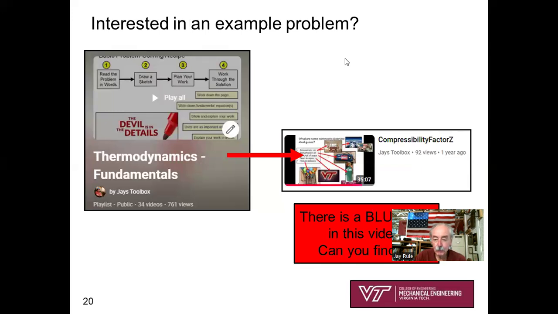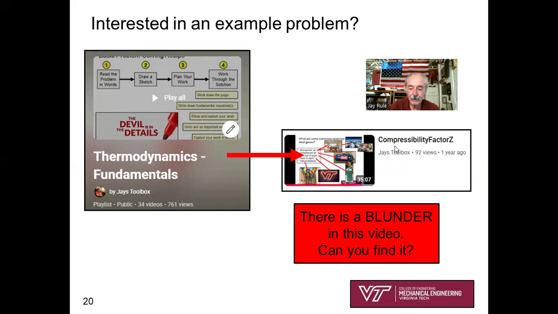Are you interested in a worked out example problem? Well, I've got a worked out example problem video called Compressibility Factor Z, in Thermodynamics Fundamentals. The other night I was rewatching my video, and my eyes just about popped out because I saw a blunder that I made when making this video. It was a mathematical blunder that involved units. So there is a blunder in this video.